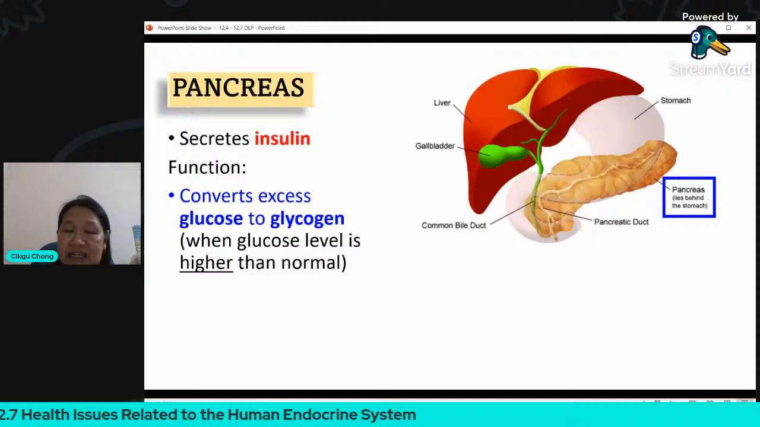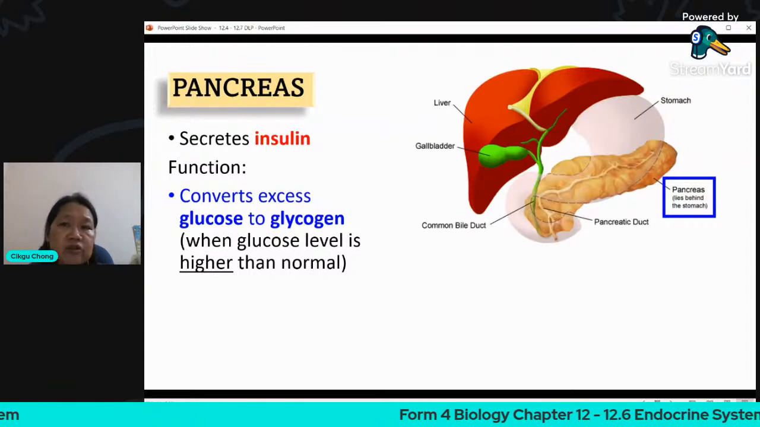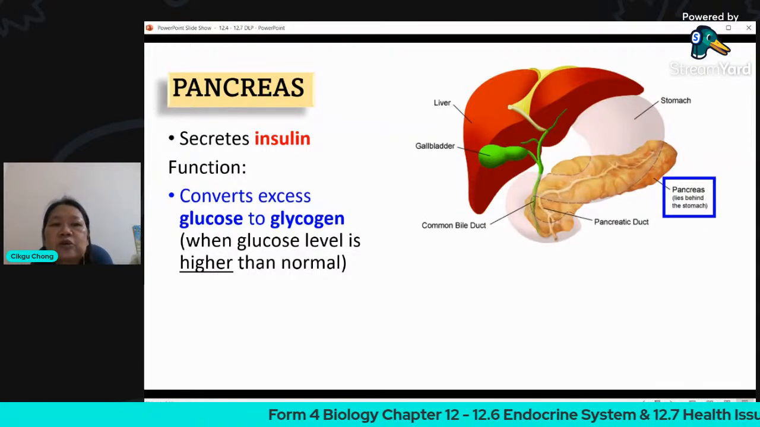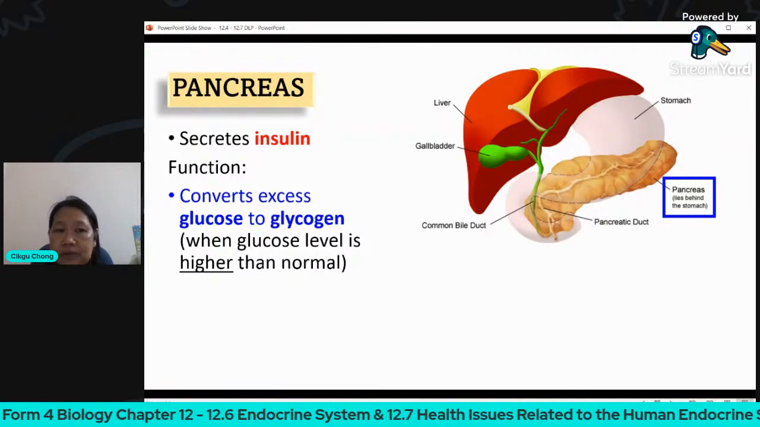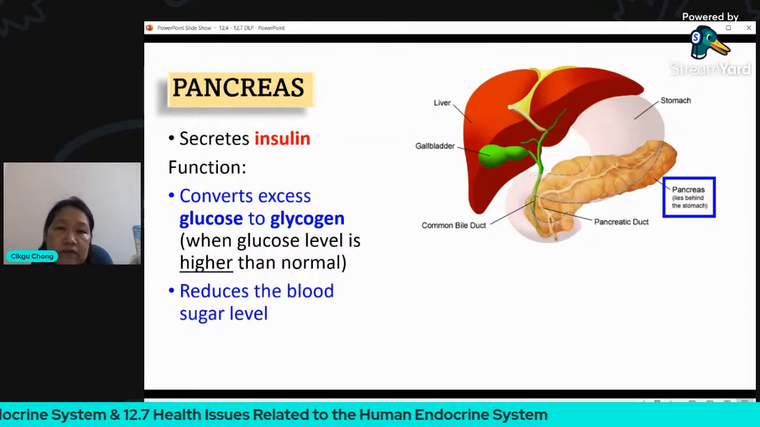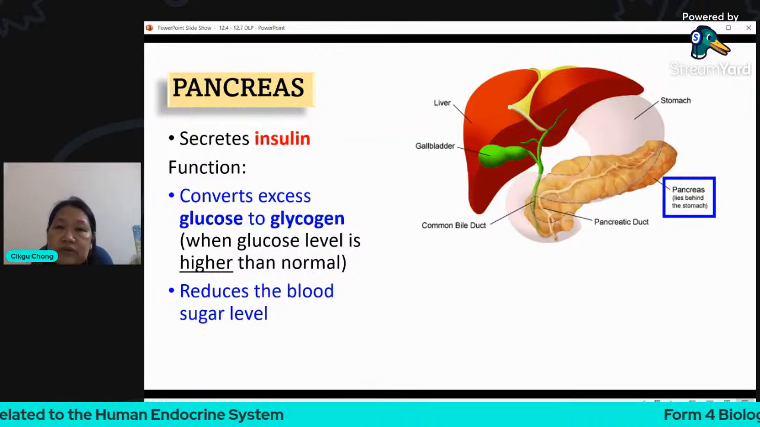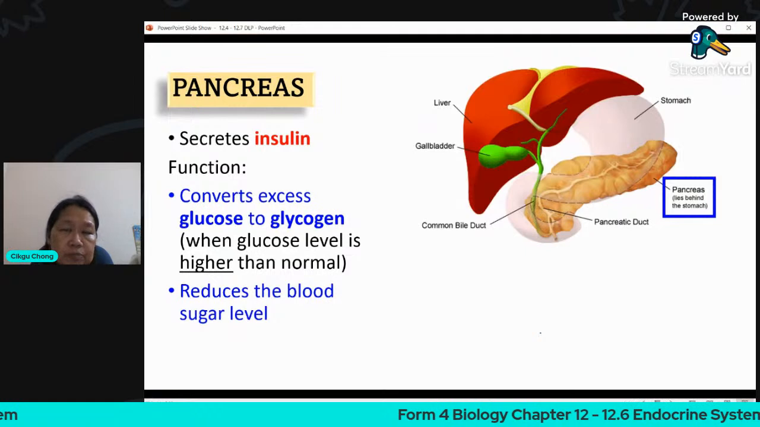So your insulin will be released to convert the excess glucose to glycogen. So this happens when you had a full meal after you makan kenyang-kenyang, right? So it's to store back the glycogen. You don't want to release so much into the blood. Okay. Next, it will reduce the blood sugar level. When you have a lot of insulin, that means it will bring down your blood sugar level. It will be converted into glycogen and stored. There won't be so much sugar in your blood.